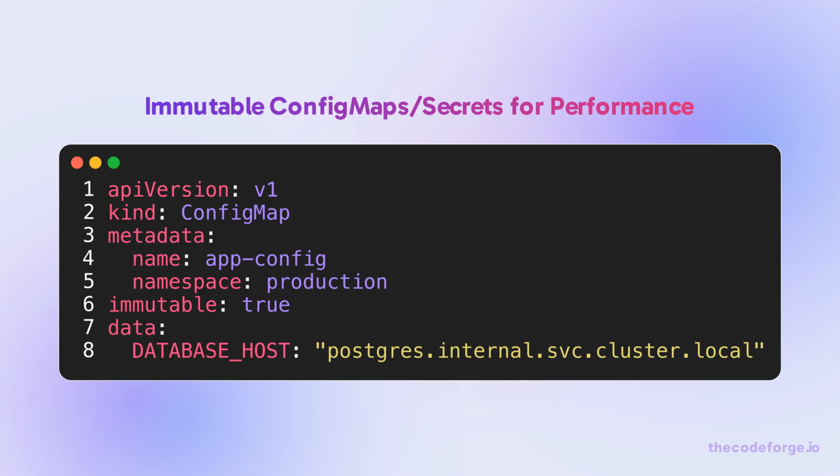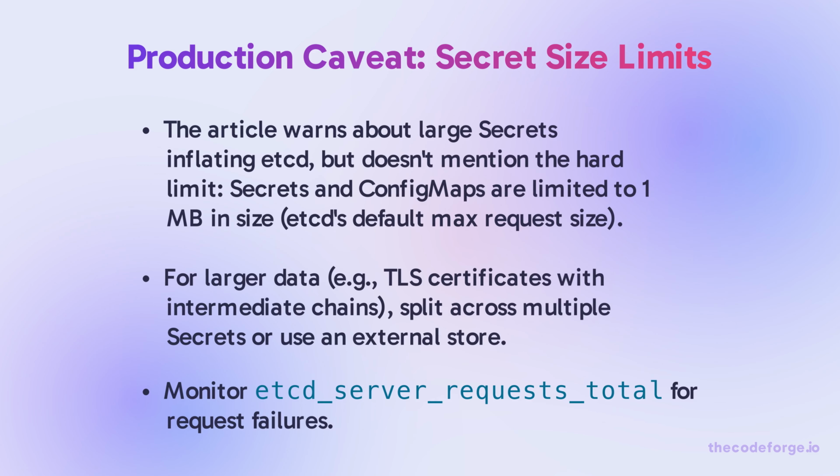The article mentions ConfigMaps and Secrets are stored in etcd, but large or frequently updated ones can degrade API server performance. Use immutable: true on ConfigMaps and Secrets that never change after creation. This skips watch overhead and reduces etcd load.